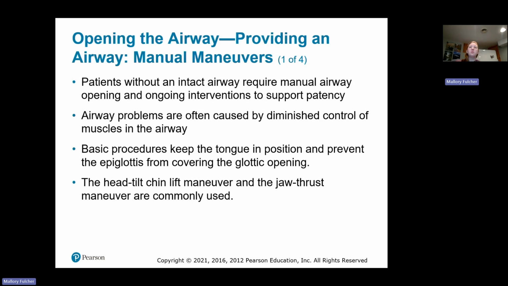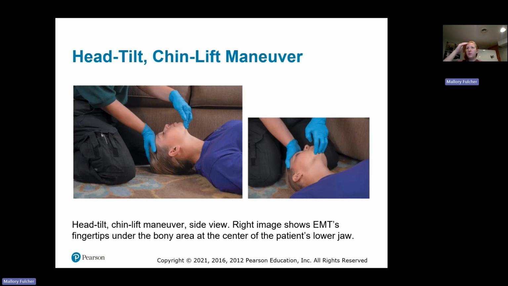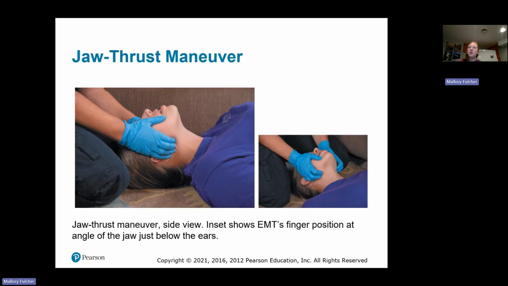The jaw thrust maneuver is a little bit different. This is the head tilt chin lift here. You can see we're pushing the head back and pulling that chin up, indirectly lifting the tongue off the back of the throat. This is the jaw thrust maneuver. We're putting our fingers underneath their jaw and pushing it forward and up, but we're not moving the head or neck at all. And again, this indirectly lifts the tongue off the back of the throat.